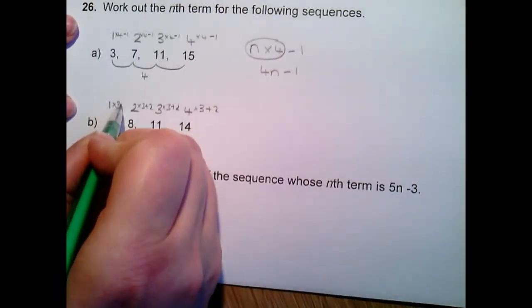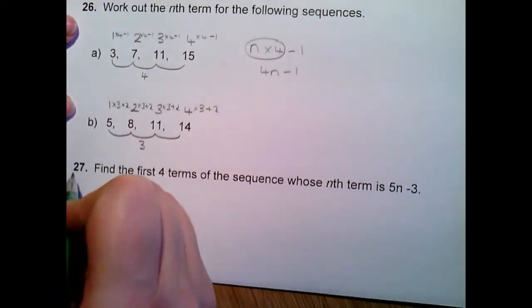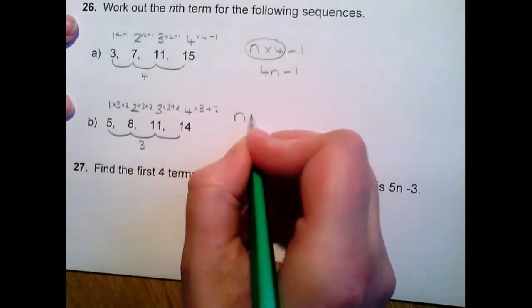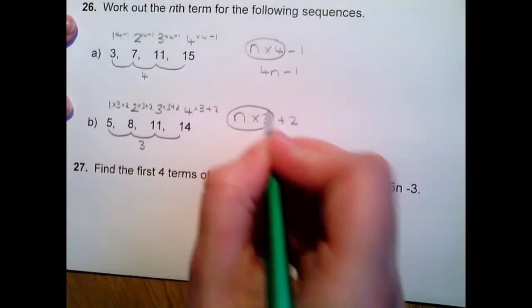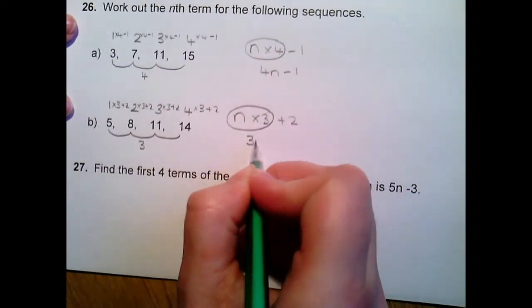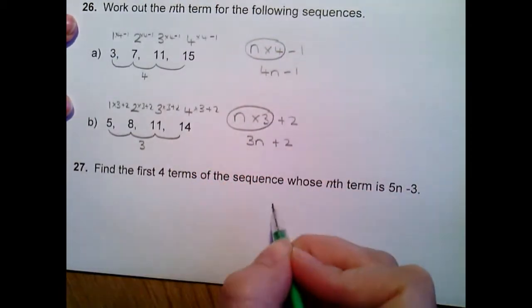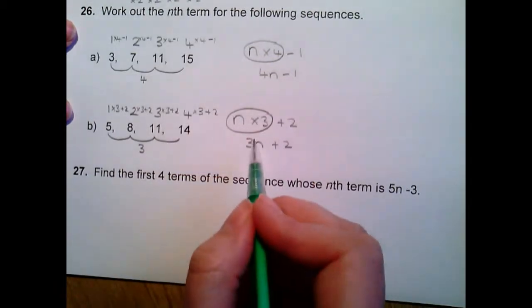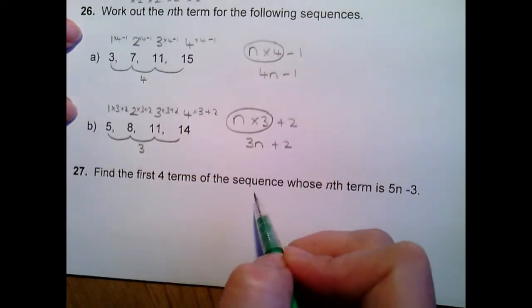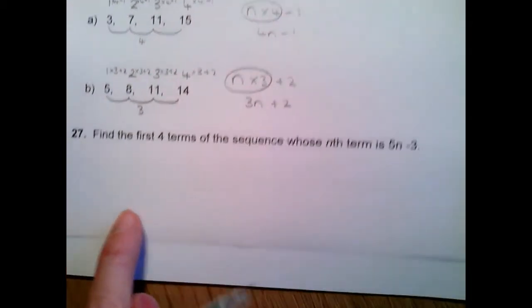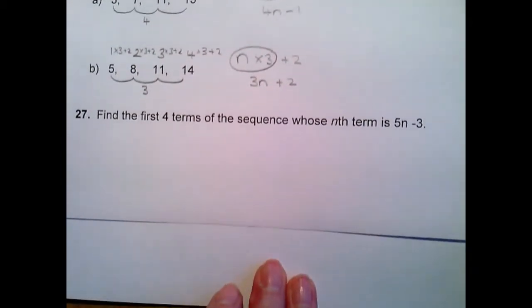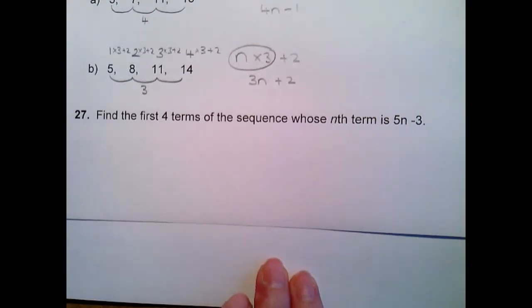So 1 times 3 is 3, and then plus the 2 gets you 5. So you're picking any of the terms, times them by 3 and plussing on 2. And then just write that out properly. So n times 3 gets you 3n, and then plus the 2. So if you pick any term, times it by 3 and plus 2, you'd get the corresponding number in the sequence.